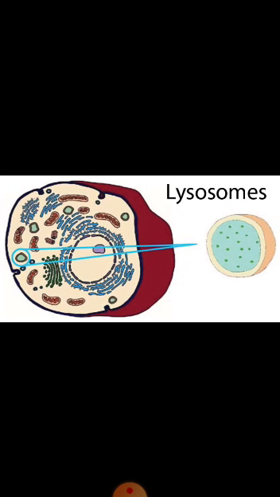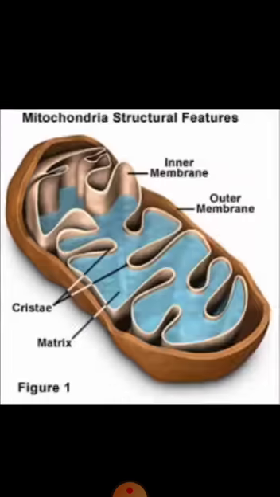Lysosomes are organelles that contain digestive enzymes. They digest worn out or old organelles, food particles and foreign germs. Sometimes when the cell gets damaged, the enzymes present in the lysosomes digest its own cell, and so they are also known as suicidal bags of the cell. Coming to mitochondria.